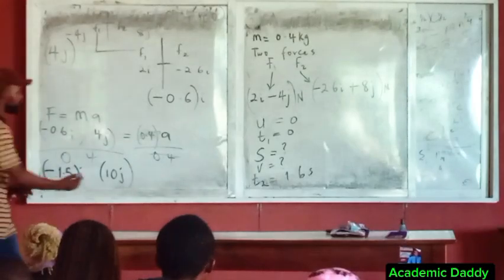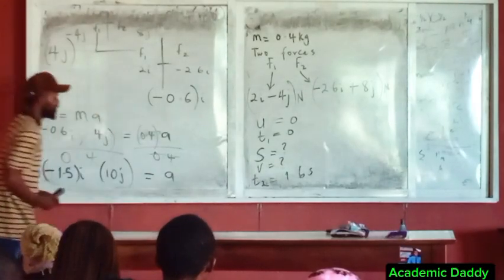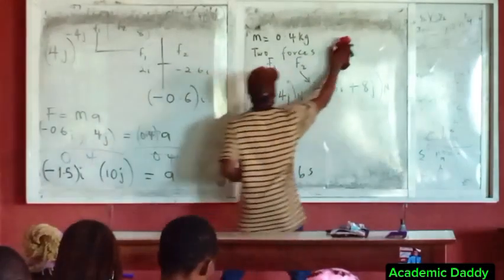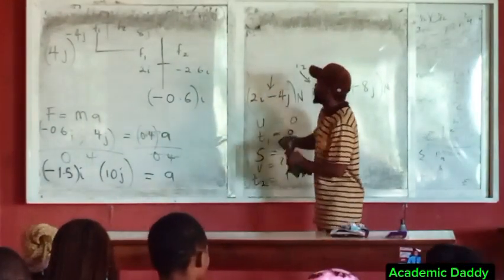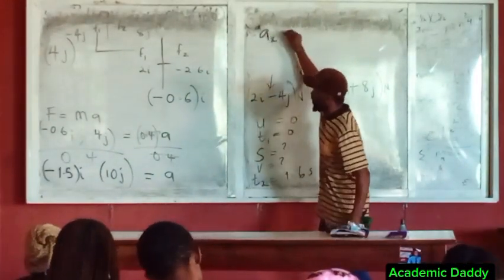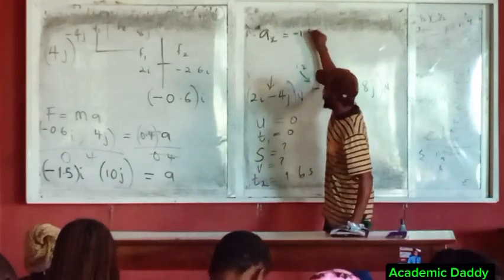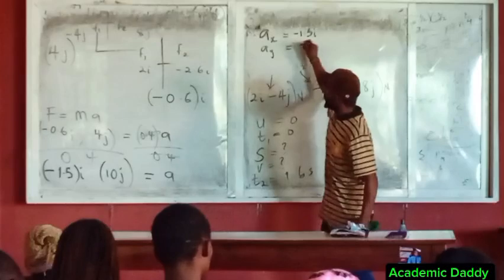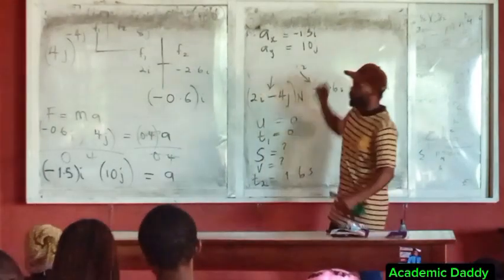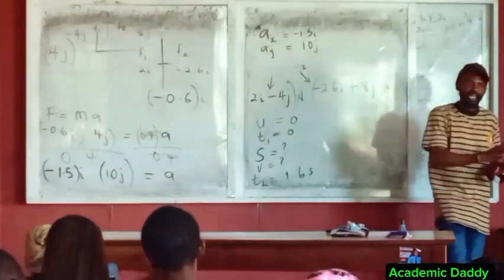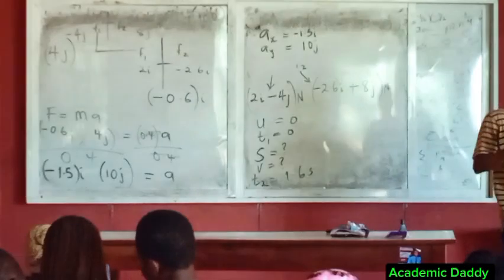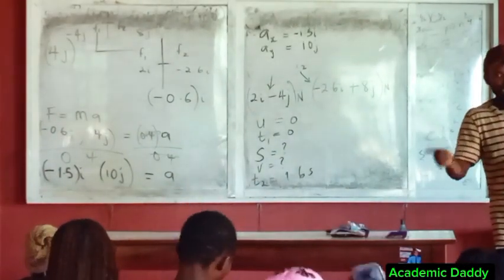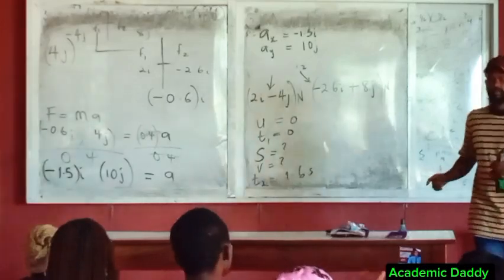Very important. So notice that what I've gotten here is acceleration. It's not like saying my acceleration in the x-axis is minus 1.5 I and my acceleration in the y-axis is equal to 10J. I have to get everything in I and J before getting it together. Is it confusing?